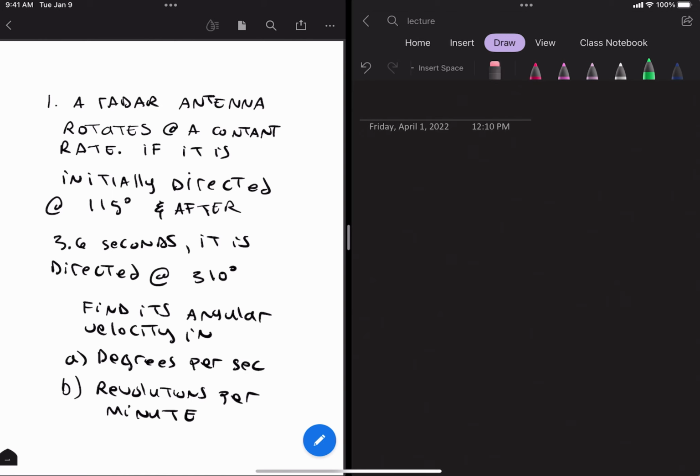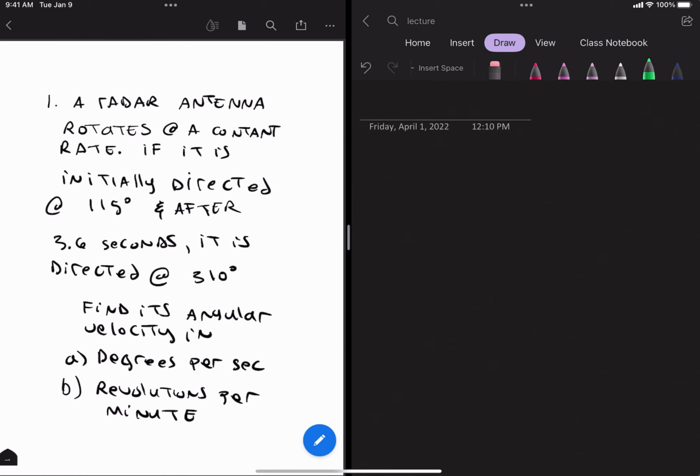It says the radar antenna rotates at a constant rate. If it's initially directed at 115 degrees and after 3.6 seconds is directed at 310 degrees, find its angular velocity in A, degrees per second, and in B, revolutions per minute. So go ahead and pause, try to solve this one, and when you're ready, unpause.